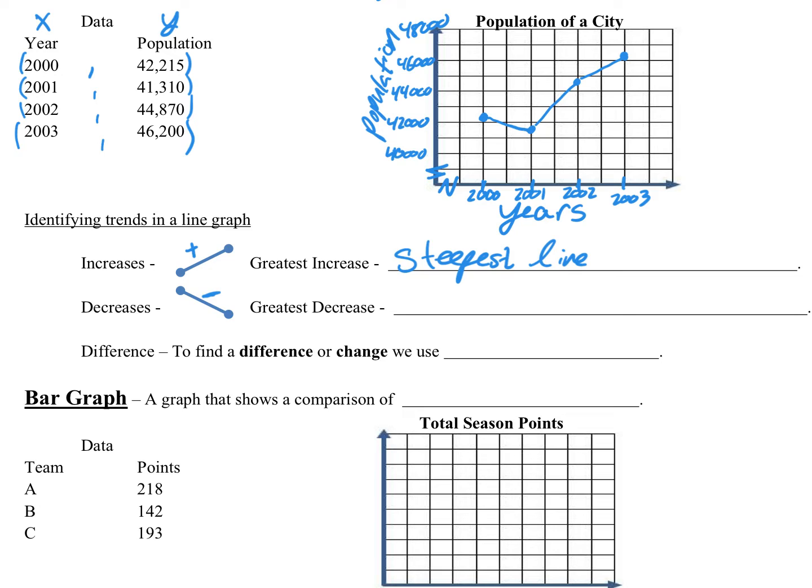So if we look up at our graph that we created, here we have a decrease between the years 2000 and 2001. And the greatest decrease is going to correspond with, so this is the steepest line, we can say going up, right? Because we read a graph from left to right. This is going to be the steepest line going down. Okay. In order to find the change, or the difference, we're going to use subtraction.